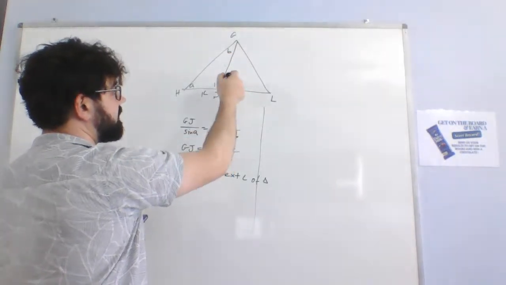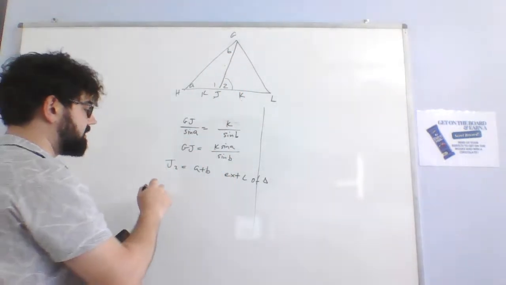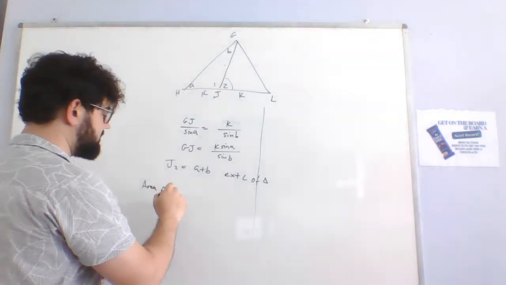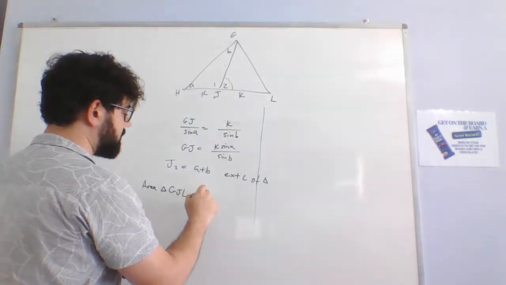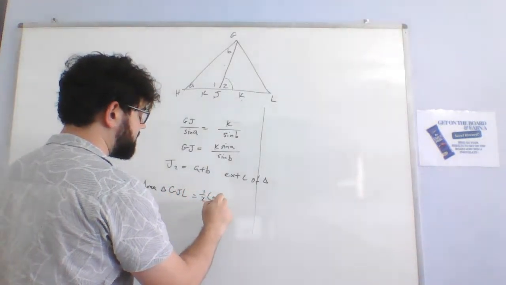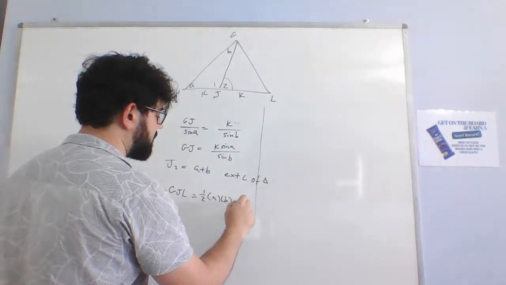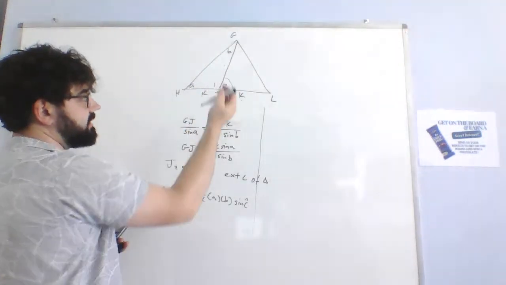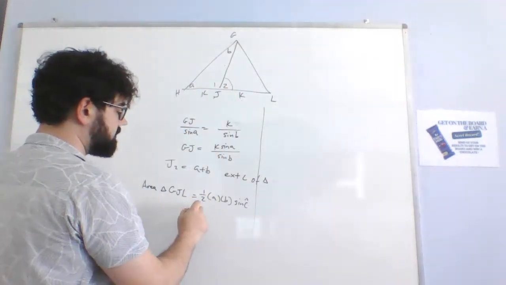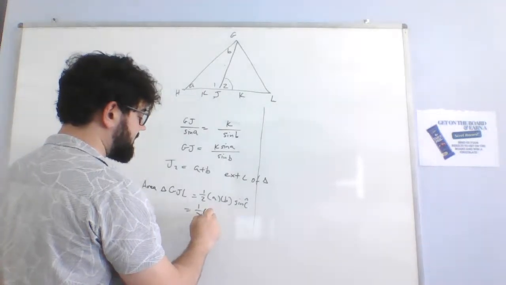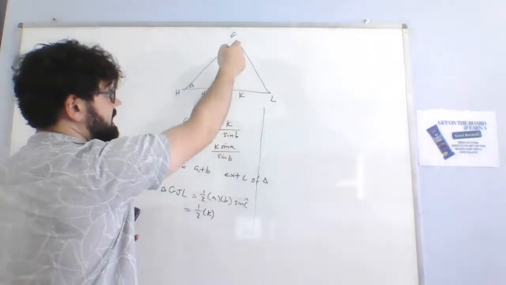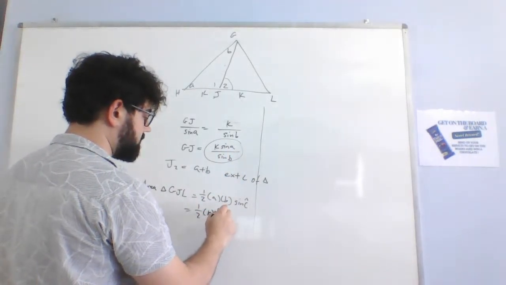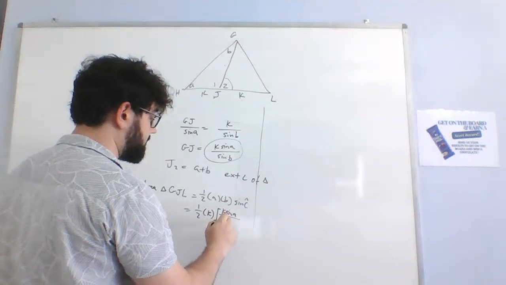Okay. And then what we're going to do is apply the area rule, because we've got GJ, we've got JL, and we've got J2. So we've got two sides and the angle between them. So the area rule is area of triangle GJL is equal to a half times A times B sine of C. So that will be A, that will be B in any order, and then that will be the angle between them, C. So it's going to be a half times K times GJ, which we know is K sine A over sine B.